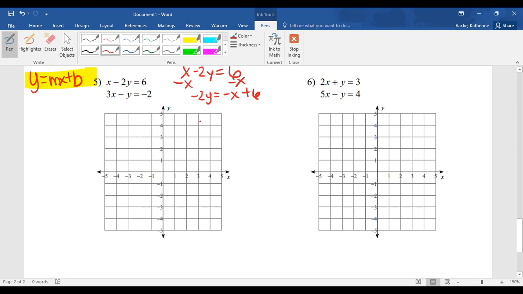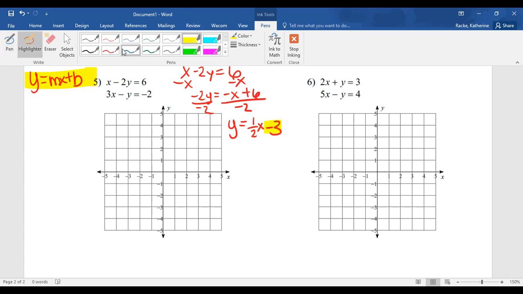Putting it in as my mx plus b form. Divide by -2 to get y by itself. I get y equals -1 divided by -2 gives me a positive 1/2 x. And then 6 divided by a -2 gives me a -3. So we can go ahead and graph that line.